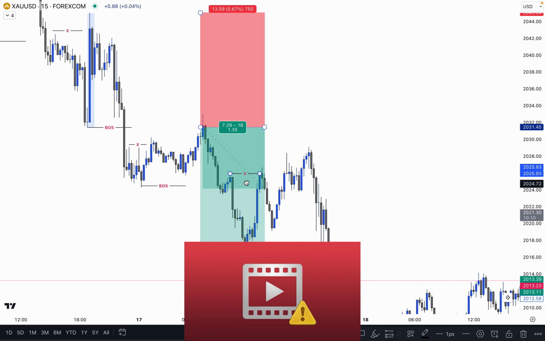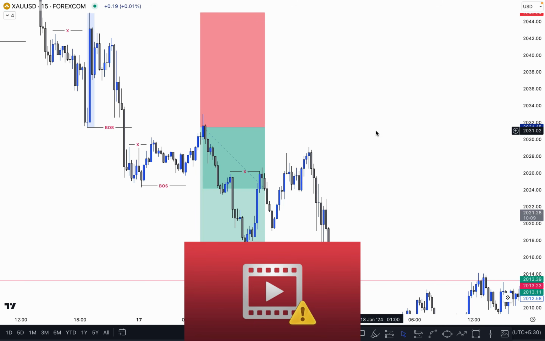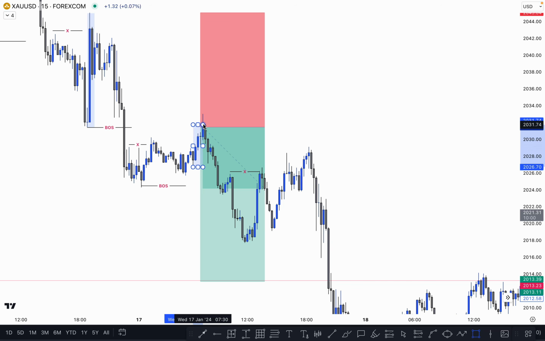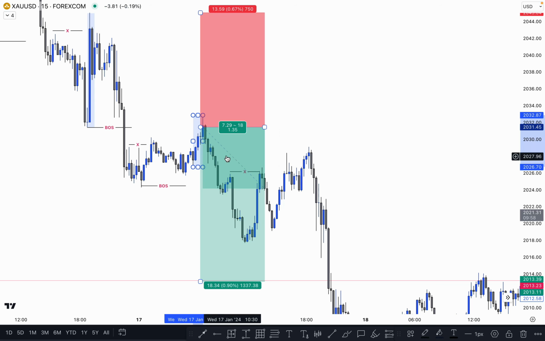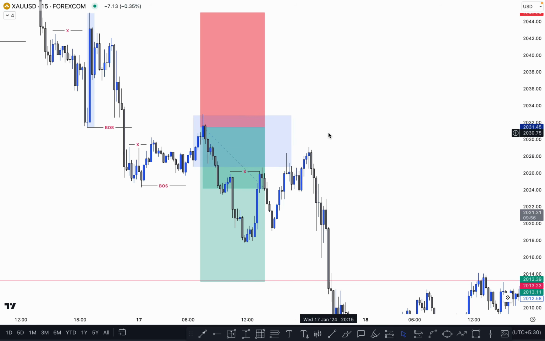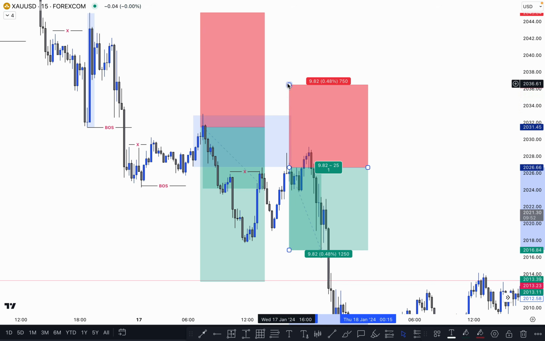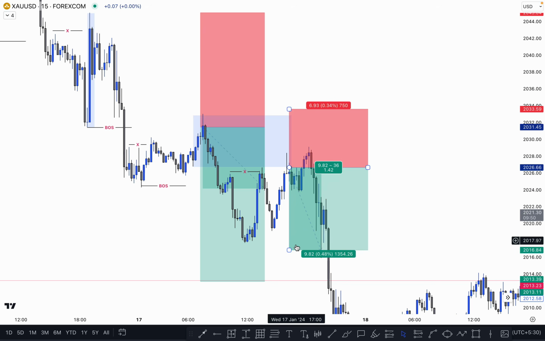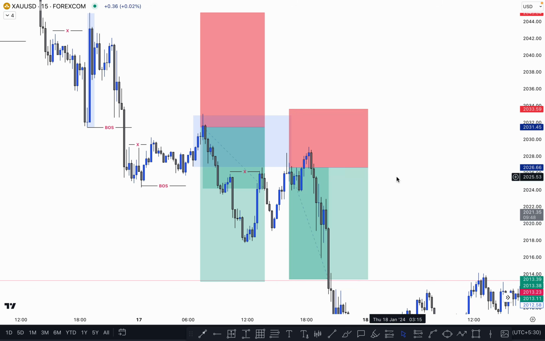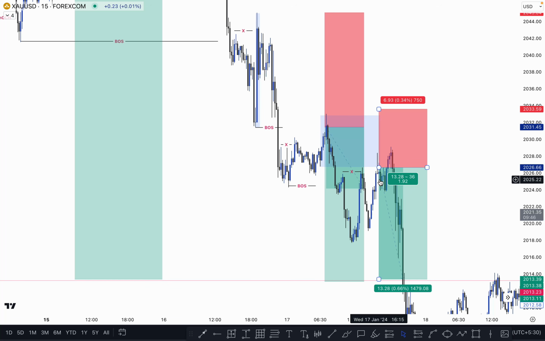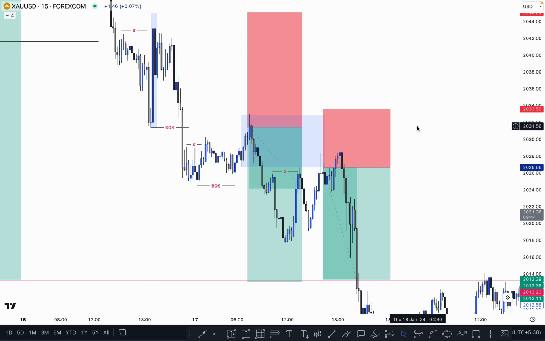We are looking here, waiting for the inducement which is already taken out, and now you have to wait to identify where our unmitigated order flow is. Order flow, the last buying momentum before the sell, is here. The last buying momentum before the sell is here, this one, right? Price taps here, look at this one. This one is a tap here, this is the stop loss, and this is the target, right? So this is our next order flow entry model here.